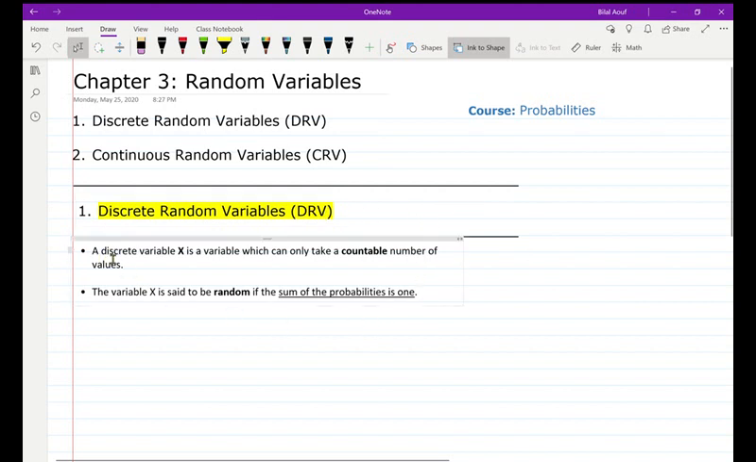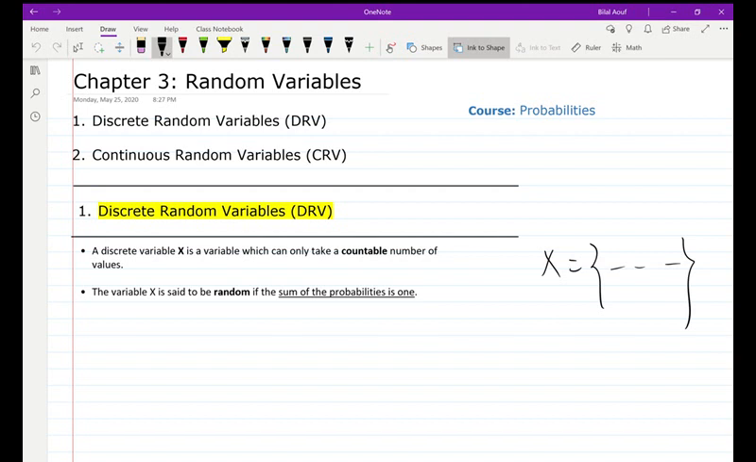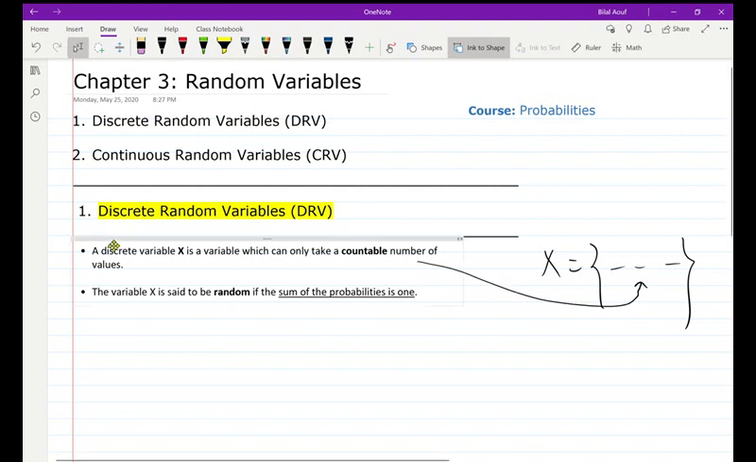As stated in the lecture note, a discrete variable X, I call it X for example, it can be Y, Z, whatever. A discrete random variable X is a variable which can only take a countable number of values. It means the values of X have to be a set, like X equals a set of values. The members of X must be numbers. Since it's a discrete random variable, the numbers must belong to set N.